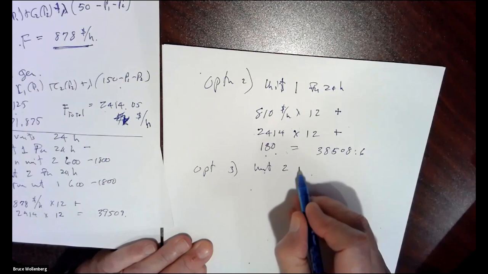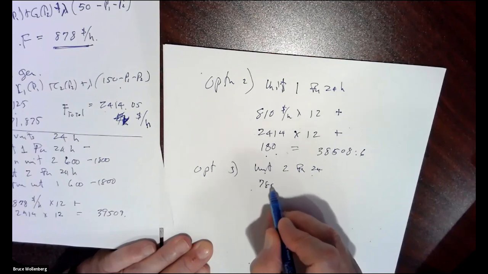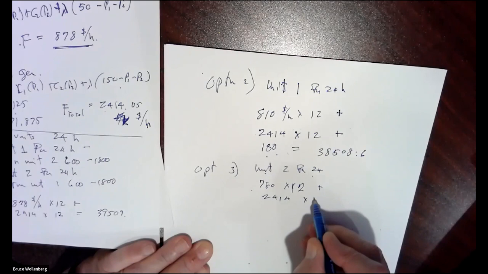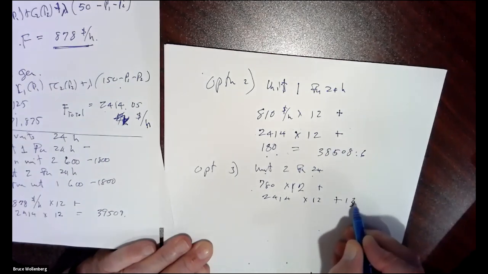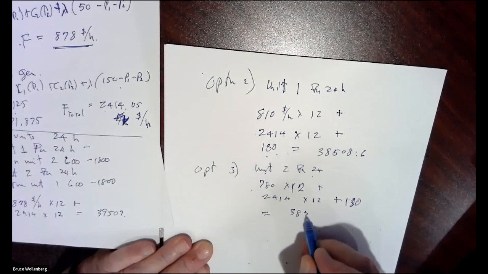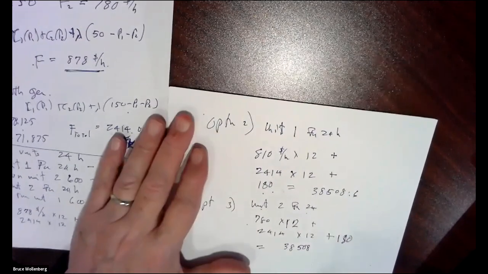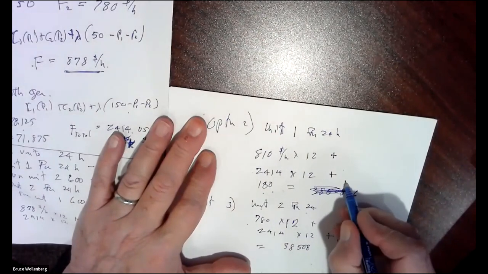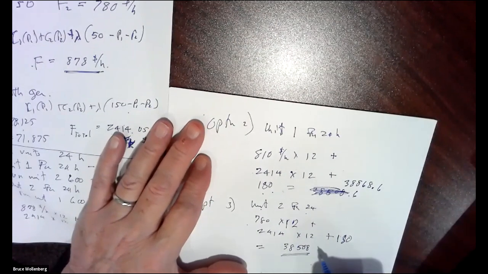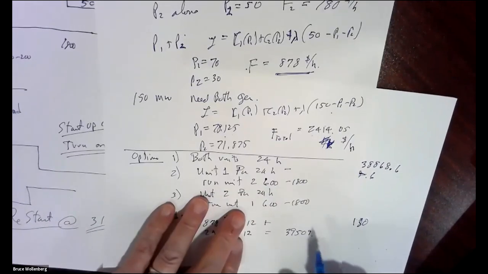Option three is very similar. That's unit two for 24 hours, and then the other one comes on at the high load. So that's 780 times 12 plus 2414 times 12, plus the startup cost, 180, and that is equal to 38,508. I'm sorry, I read the wrong number off my answer sheet here. Option two is 38,868.6, and this one is 38,508.